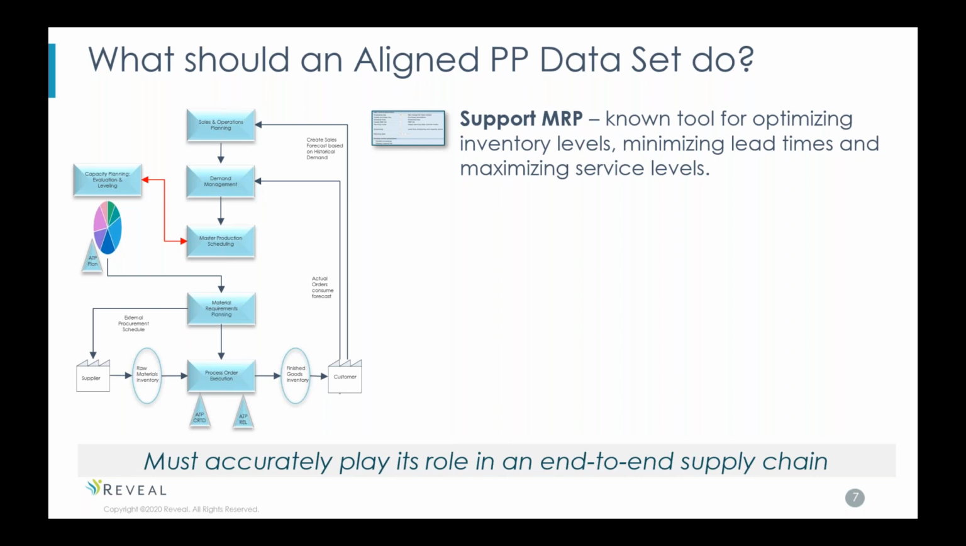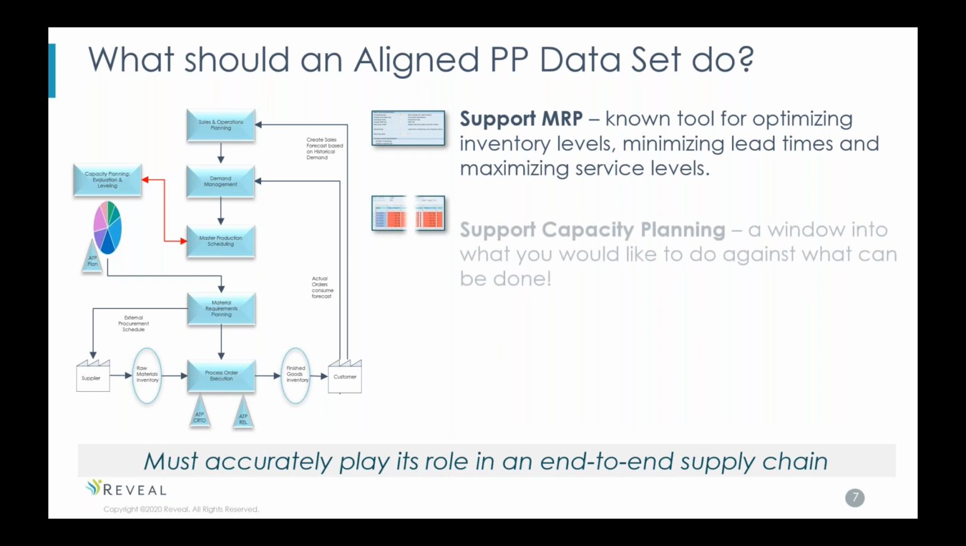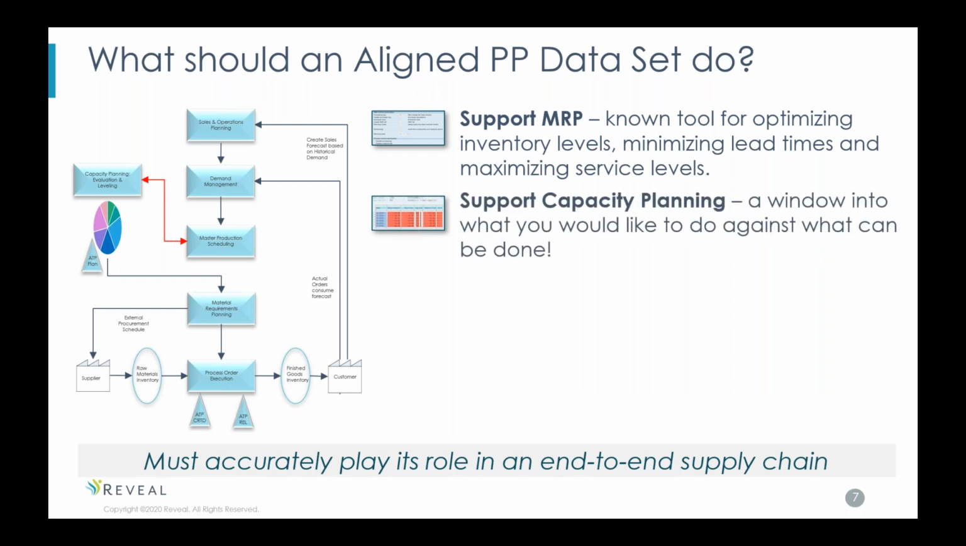Yeah, what does it take to make it? And what do you have to get, right? Effectively, that defines your shortage list. So an aligned set of PP master data must be able to support MRP. I also like to think that an aligned set of master data must be able to support your capacity requirements plan, right? Because that is the window into what you want to do compared against what is possible.